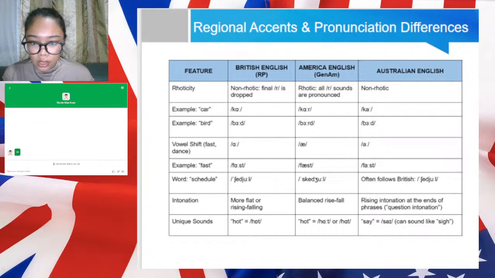Now, there's another example under Australian English, the pronunciation of "say," which can sometimes sound like "sigh."